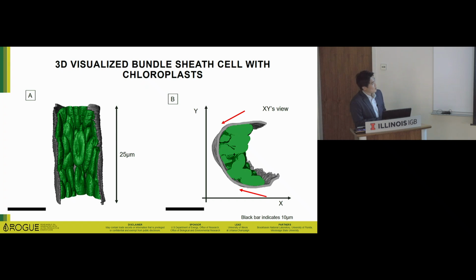And also when you look at panel B, the top view of the bundle sheath cell and chloroplasts, there is something that looks weird. All of the chloroplasts are distributed to the left side. Why do they look like that? What's the reason?